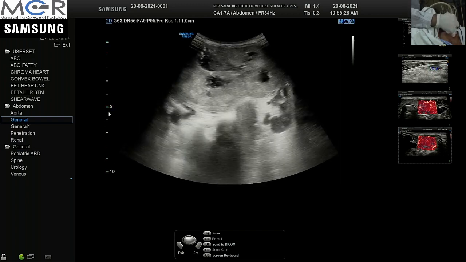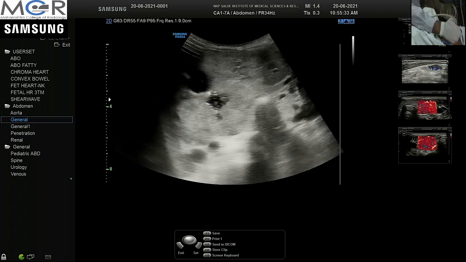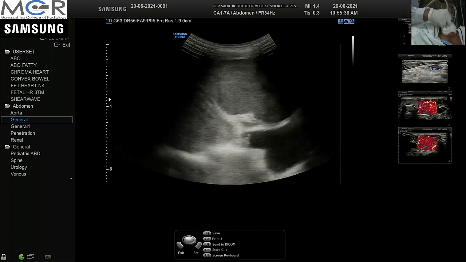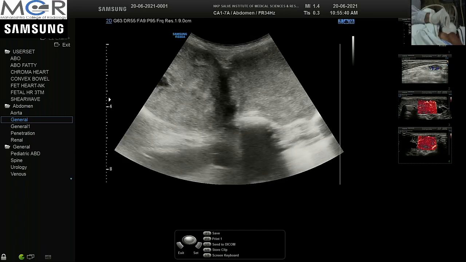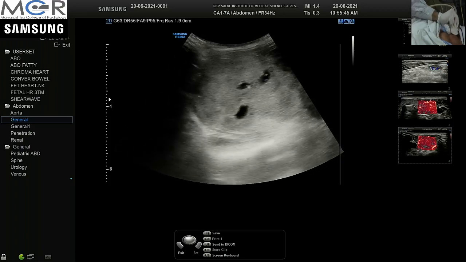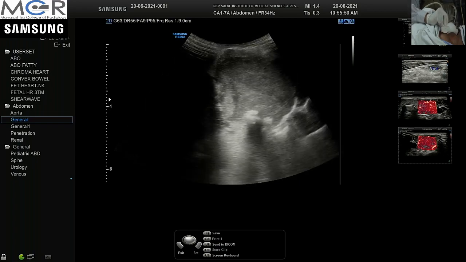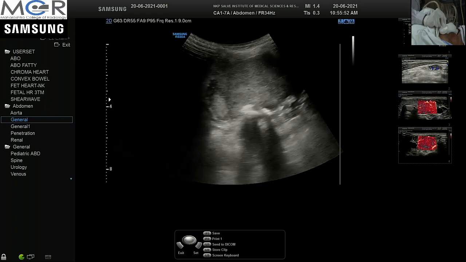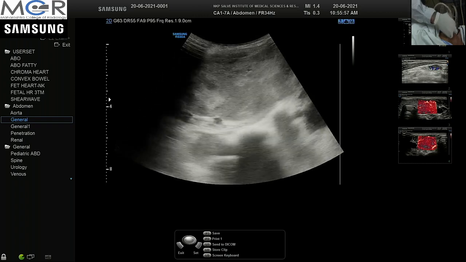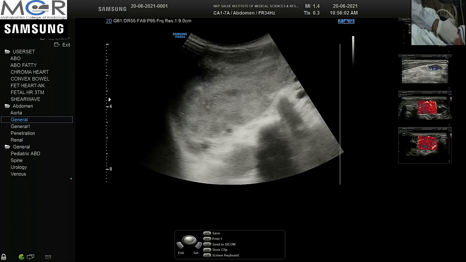There are two adjacent large nodules. So we adjusted the depth and see it. This is the superior. From here up to here there is one nodule, and from here up to here there is another nodule. So there are two different nodules. You have to describe them, their features and their scoring.